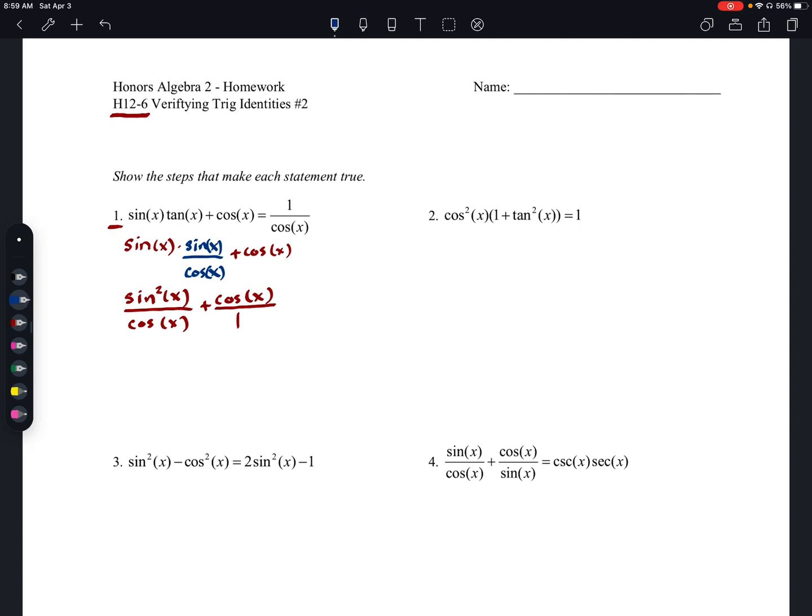If we want to get a common denominator, we'll multiply that cosine of x by 1 in the form of cosine of x over the cosine of x. That will get us to the point where we've got sine squared x plus our cosine squared x. We have a common denominator, so I'm going to write it all as one denominator.